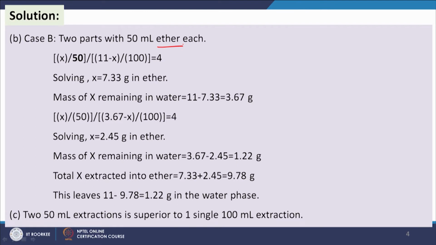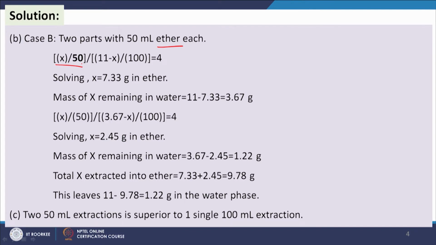So, 2 parts with 50 ml ether each. We will be taking 50 ml of ether and we will mix it with the pollutant and water, that is 100 ml. Then x divided by 50 is the concentration of X in the organic phase, that is ether, and we have taken 100 ml of water. So, 11 minus x is going into the water. So, 11 minus x divided by 100, that is equal to again 4, because the K value is always constant. By solving, x equal to 7.33 gram in ether. So, with the first 50 ml ether, 7.33 gram is coming. So, mass of X remaining in the water is 11 minus 7.33, equal to 3.67.